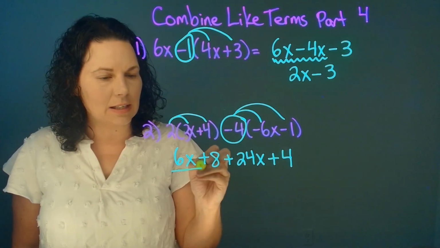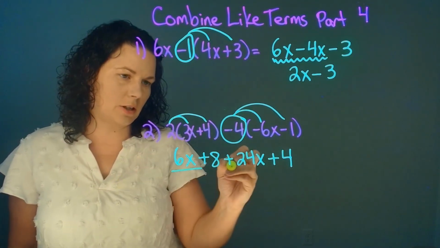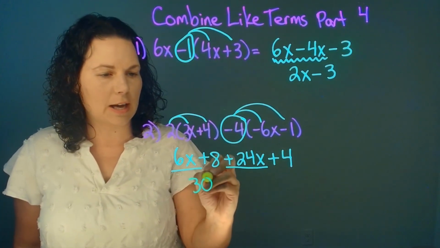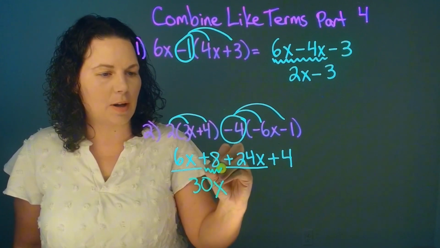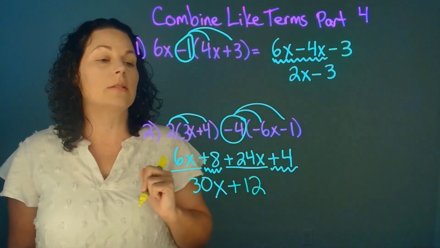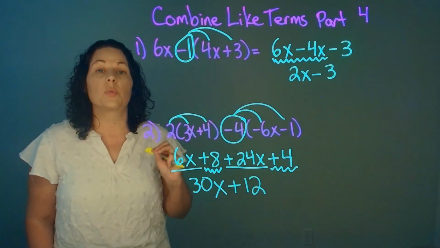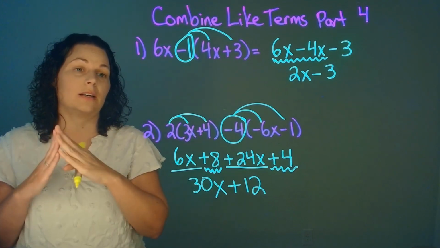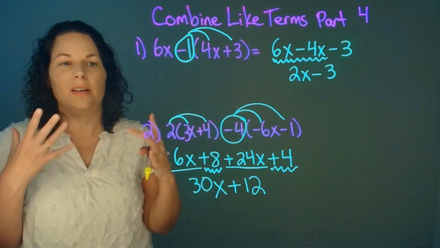6x is one of my x terms, and then here's another x term. Combine those together, I get 30x, and then +8 plus 4 gives me +12 for my constant term. Remember, we're looking for the variable part to be the same, and then we can add or subtract the coefficients, the big numbers, depending on what sign is there.